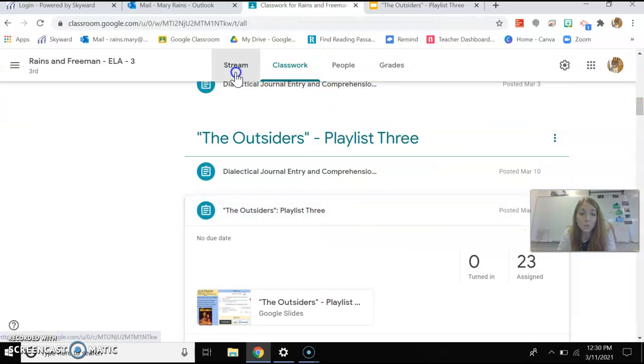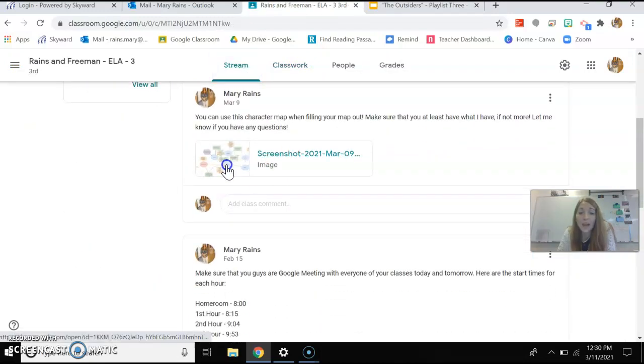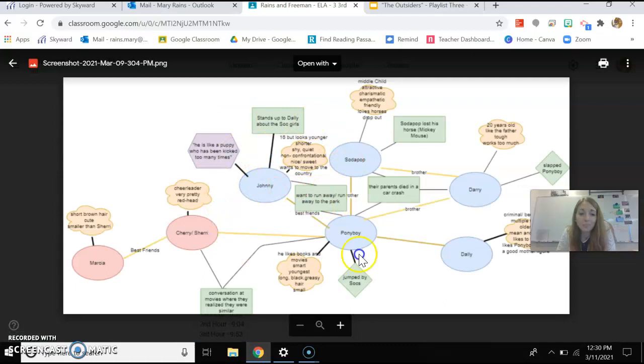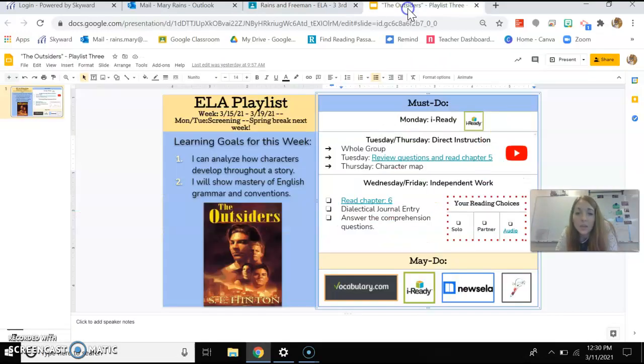I also will point out, if you do that, at this point we'll be a little bit further along in the book, but I have included this character map that we've kind of been working on as a class. So double check this, make sure you have everything that's at least on this, if not more, because like I said, this is from probably a chapter or two before where we are at. So this is after chapter 2 and at the beginning of chapter 3. Well, if we've read further than that, then there's more information to add. So make sure you do that.